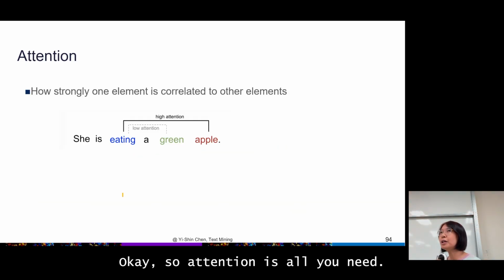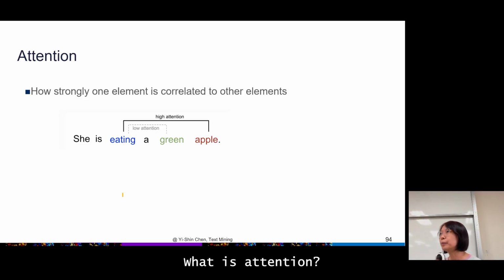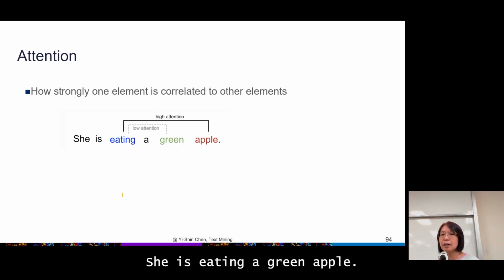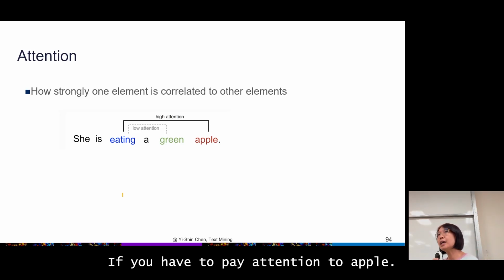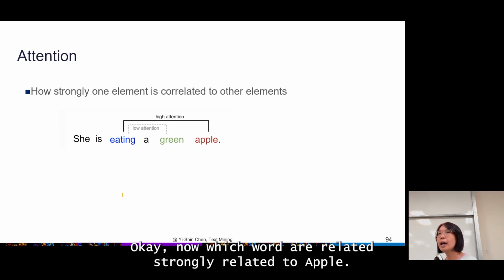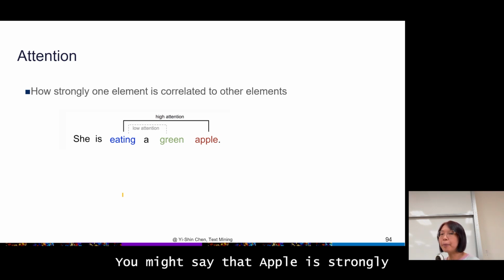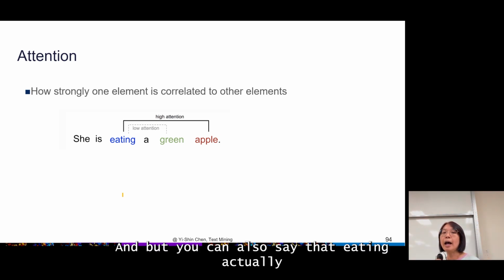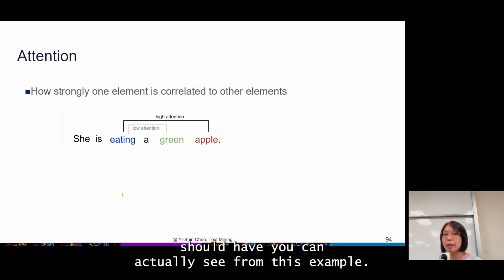Okay, so attention is all you need. What is attention? Right here is a statement: she is eating a green apple. If you pay attention to apple, which words are strongly related to apple? You might say that apple is strongly related to eating.